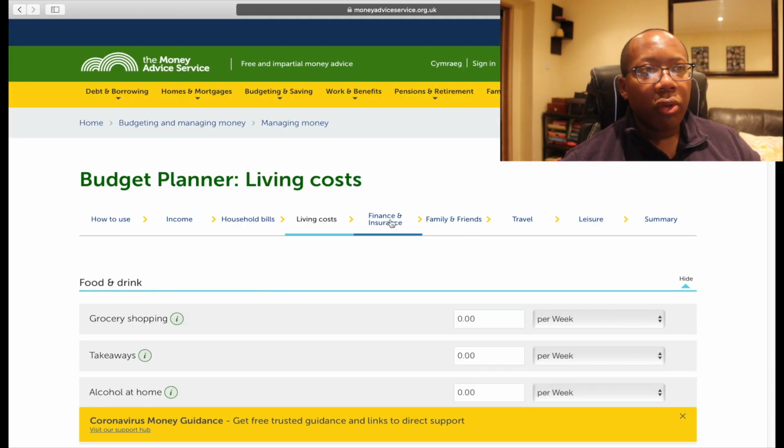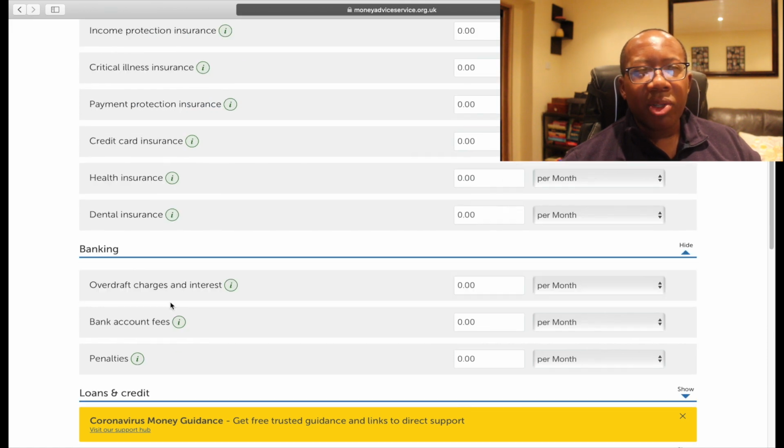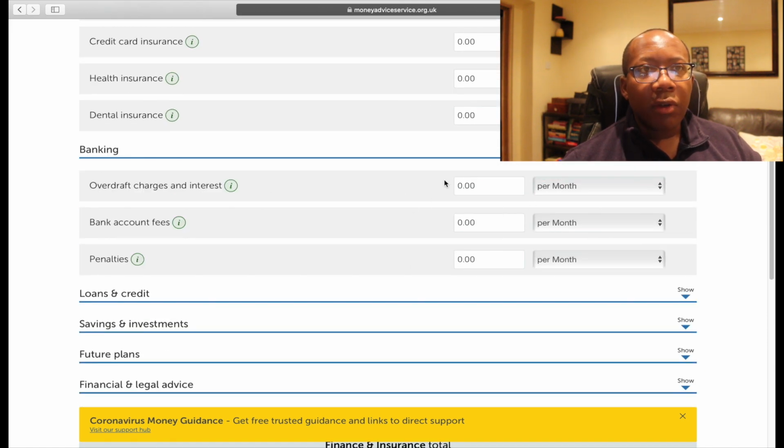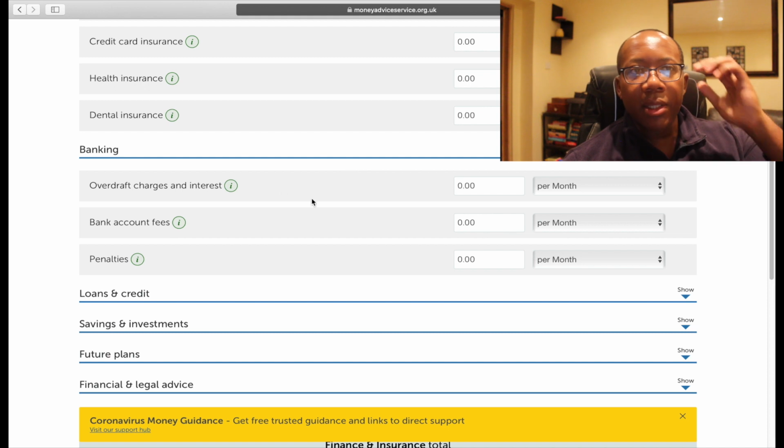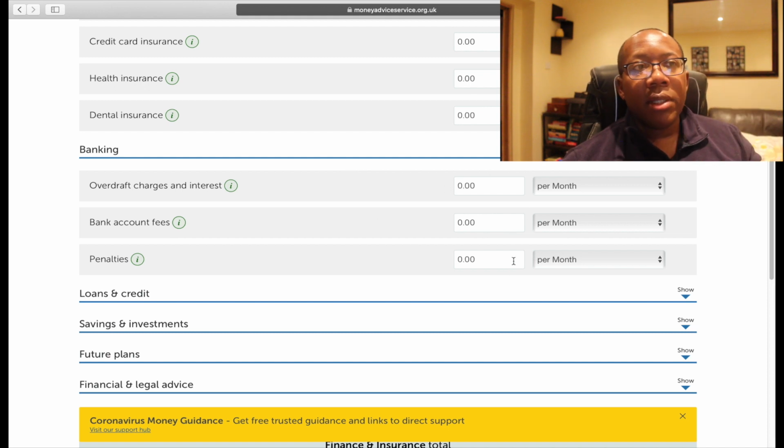So finance and insurance, as it loads here, to banking, this is where it gets really interesting. Things like overdraft charges and interest and penalties. These are the kind of things that, as much as possible, you need to be trying to keep at zero. You know, these are great indicators of the kind of financial discipline you have.